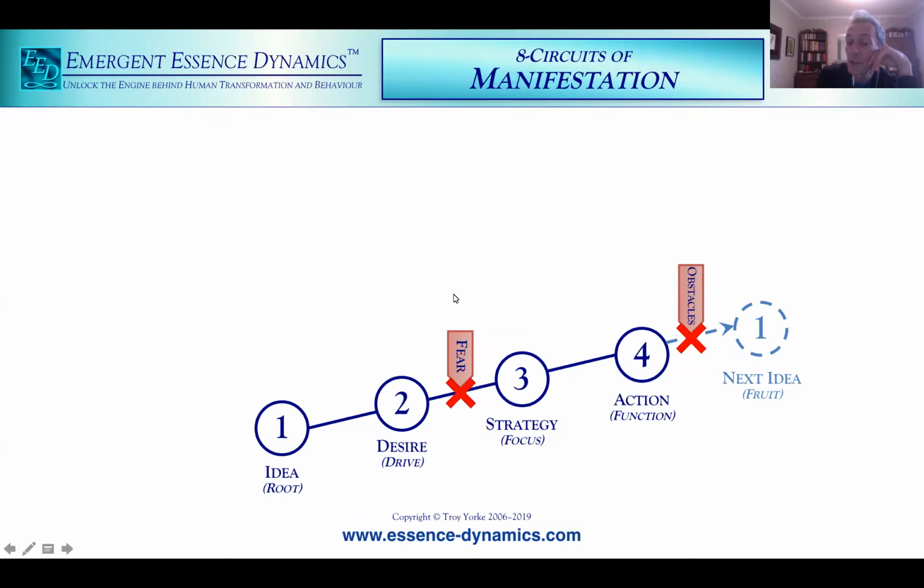And I'm saying this is where they hit the strongest. I'm not saying that's the only place they hit, but these are the strong points. These are the places where it could shut down the whole creative cycle and have you abandon the plan or the idea.